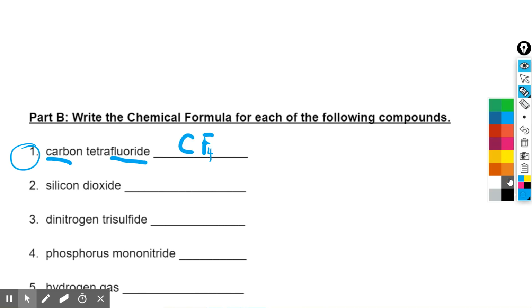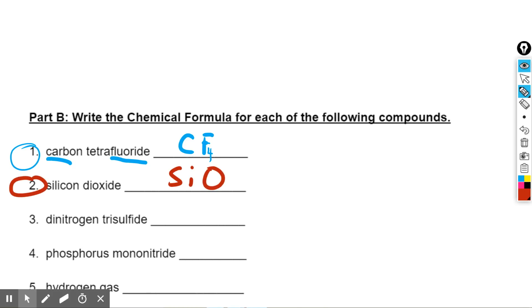Number 2, silicon is Si and oxide is O. How many of each do we have? We've got no prefix for silicon, meaning it's 1, and a di for oxygen, meaning it's a 2. Number 3, dinitrogen trisulfide. So nitrogen is N and sulfide is S. And what are our subscripts? Di is 2, N2, S, tri is 3.